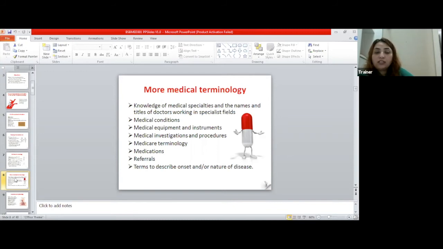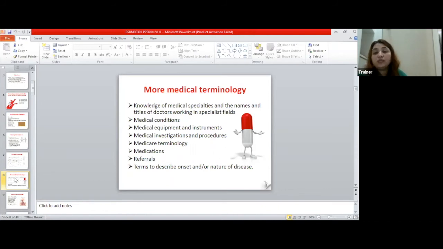Medical conditions, so some of the things that we were just discussing. Anything with itis means inflammation. Bronchitis, arthritis, those kinds of things. Again, write a list of that or go through your dictionary to learn more.